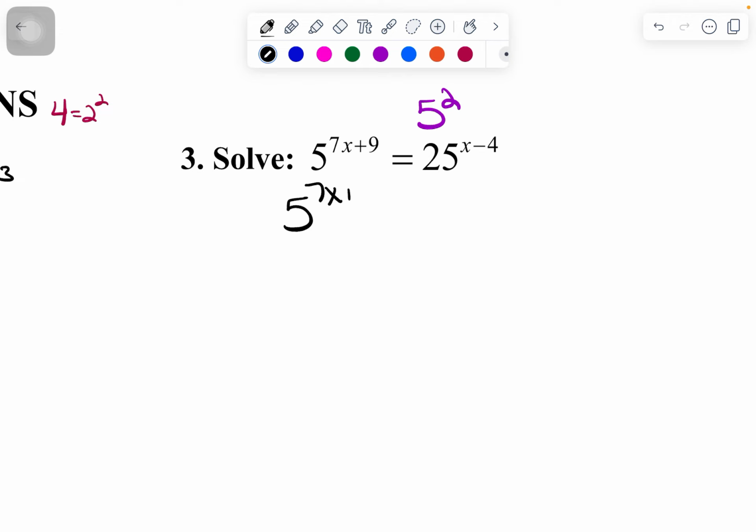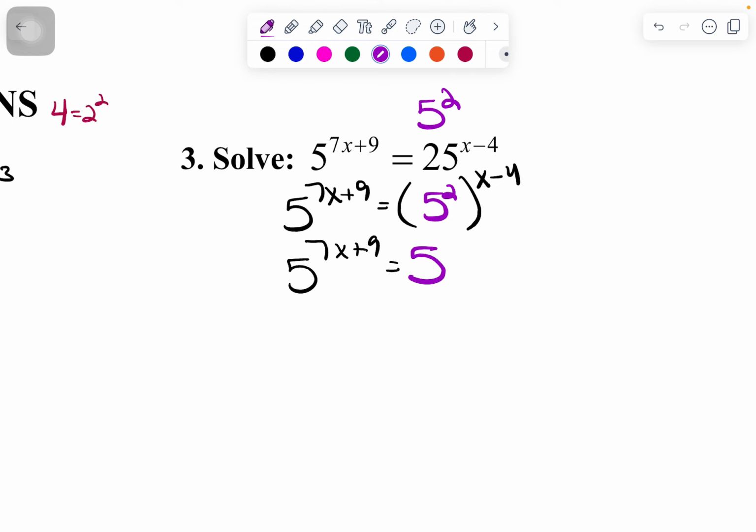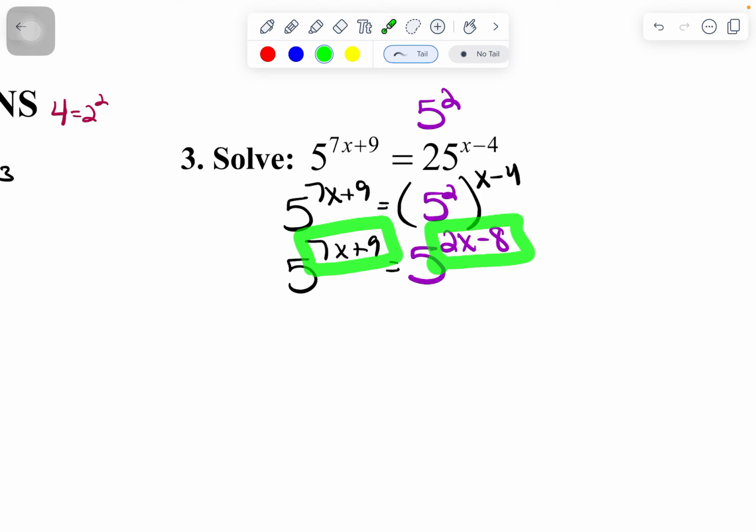So I'm going to do some substitution here. So 5 to the 7x plus 9 equals, now instead of that 25, I'm going to replace that with 5 squared. Exponent is x minus 4. And then I'm going to do the same thing I did in the last problem. A little power rule here, right? We have a power raised to a power. So this is going to be 5 to the 7x plus 9. That hasn't changed, and I'm okay with that not changing. And then on the right side here, I'm going to do 2 times x minus 4, so 2x minus 8. So the bases now match, which means in order for this thing to be equal, this exponent has to be equal to that exponent.